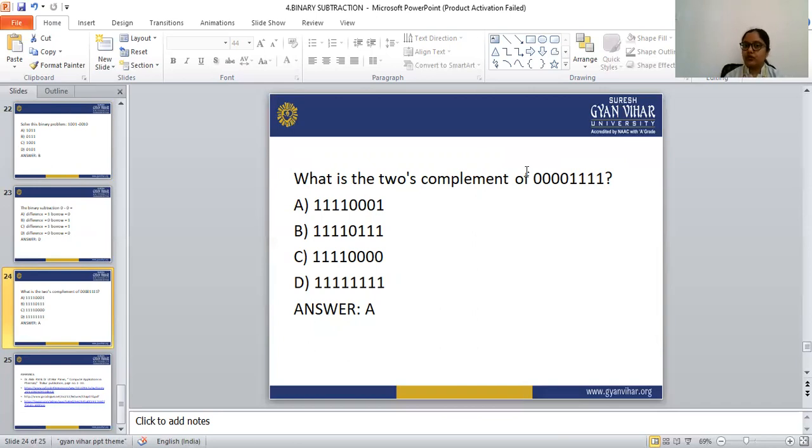What we have to do is first convert this number into the one's complement number. After converting, we add 1 to the one's complement number. The resultant number is the two's complement number of this number. So I hope this is all about the binary subtraction method: normal binary subtraction, and subtraction using the one's complement method and the two's complement method.